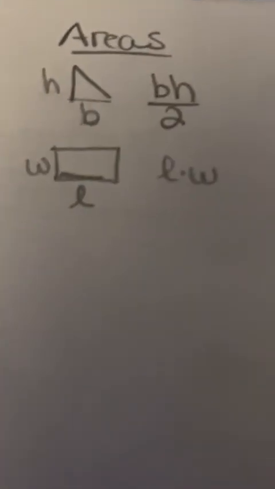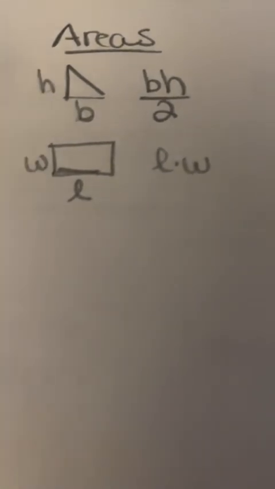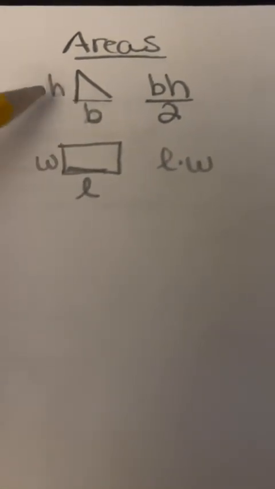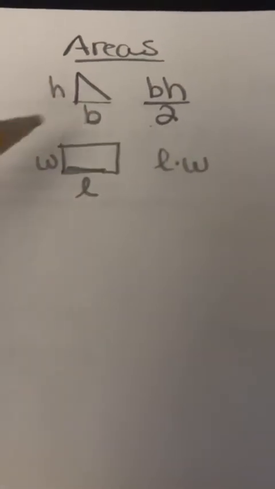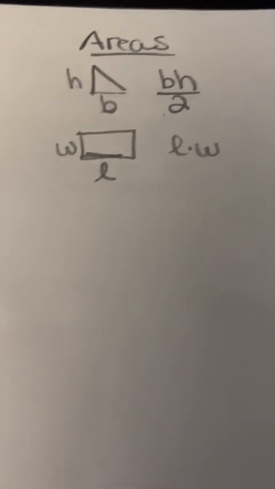I put the areas of these since there's basically two shapes here. When we're looking at a triangle, it's our height times our base, and then we divide it by 2. And then we do our length times our width for our rectangles and or squares. So we're going to start off with the triangle first, with this first shape.